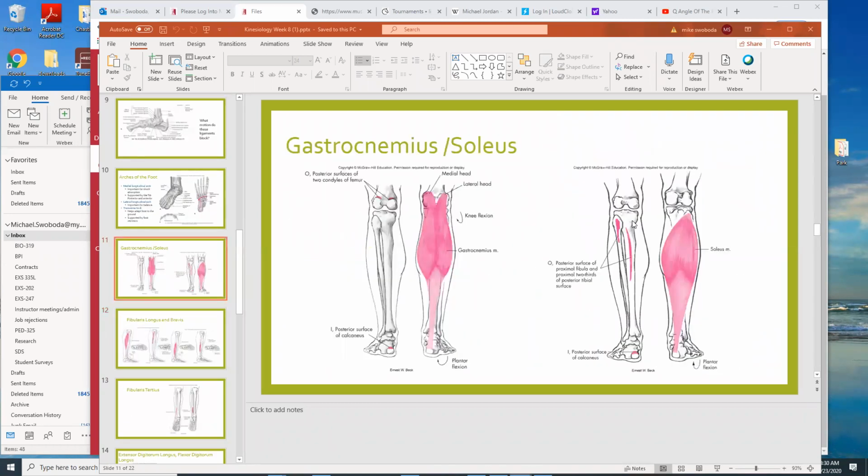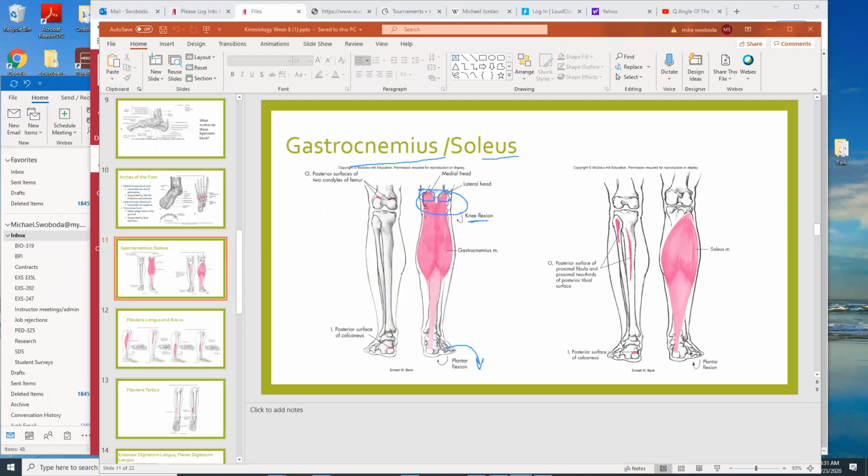And then in terms of the muscles, gastrocs and soleus should be pretty straightforward. Both of these are going to be involved in plantar flexion. So what these will do is take your toes and point them downward. Now, your gastrocs originates on the femur, so it also does knee flexion because it crosses over the knee.